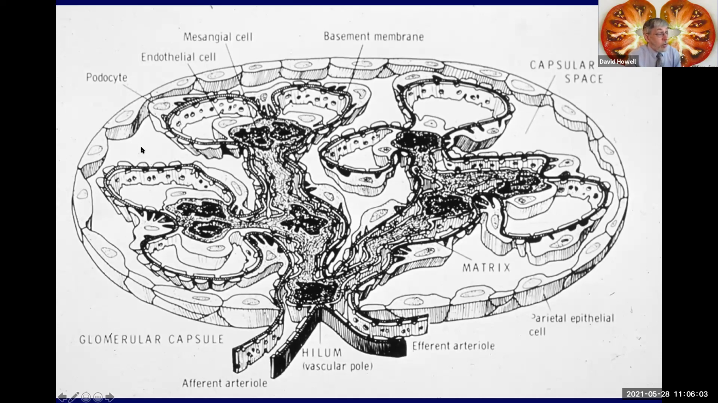So the glomerular filtrate accumulates out here in Bowman's space. This is Bowman's capsule. Bowman's capsule is lined by a simple squamous epithelial layer called the parietal epithelium. And then at the end, the capillaries recoalesce and blood exits the glomerulus through the efferent arteriole. So those are the players.